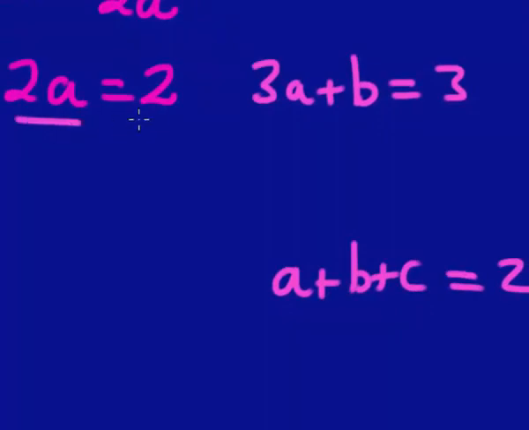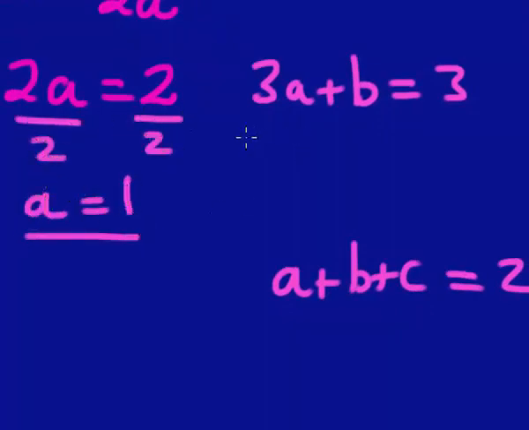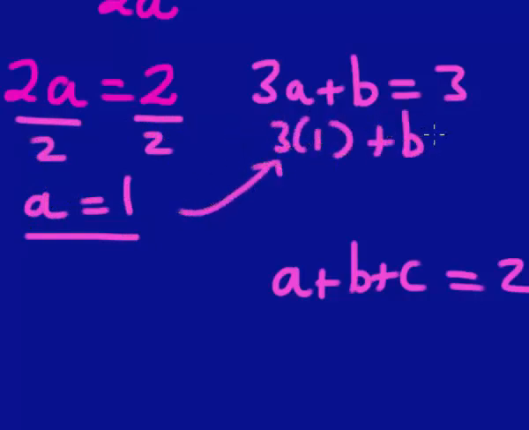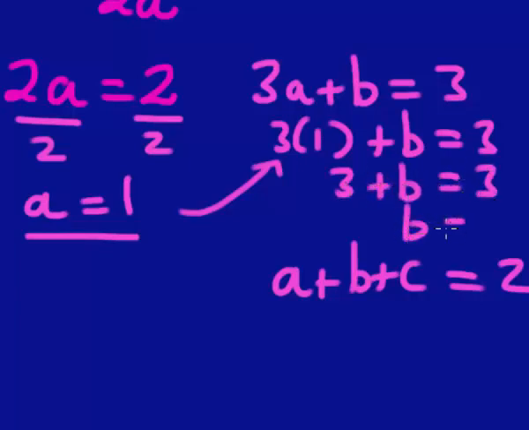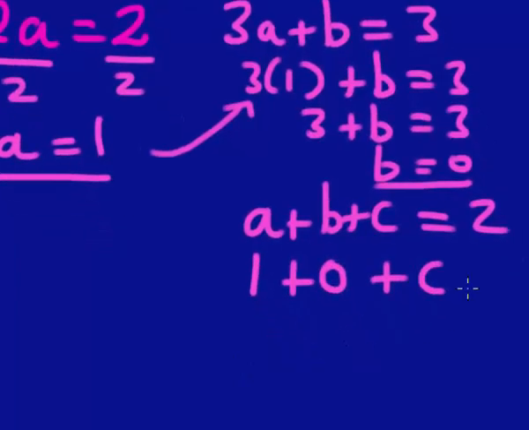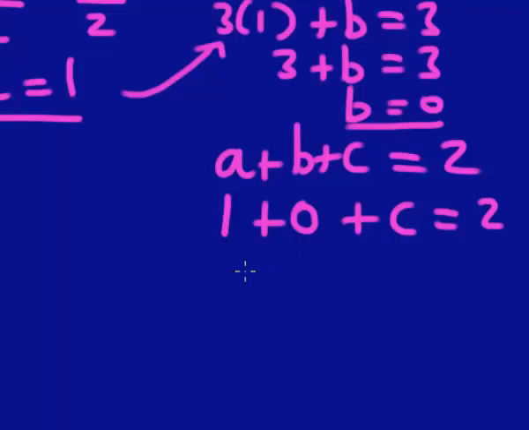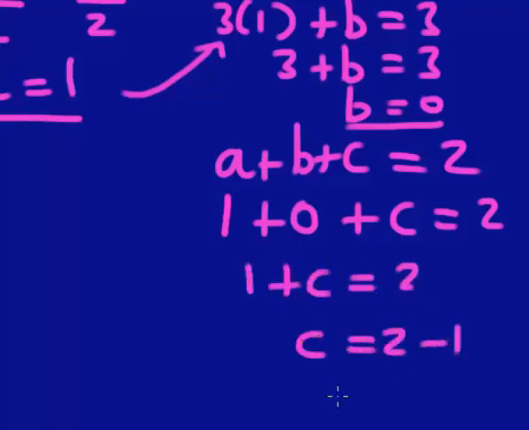Divide both sides by 2, and you get a is equal to 1. So there's your a. Then you replace a into that one. Then you've got 3 plus b is 3, so b is equal to 0. Then a goes into here as 1, b is 0, plus c is 2, and that gives you 1 plus c is 2, and subtract 1 from both sides, and c was in fact 1.